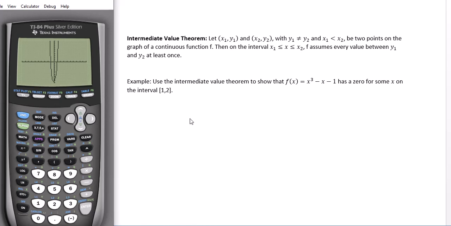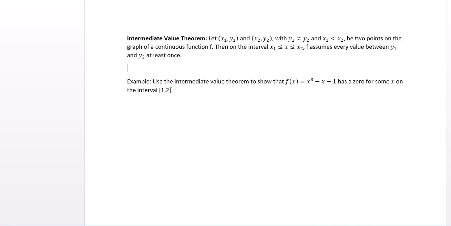Okay, now the intermediate value theorem is a fantastic theorem. Let's talk about it. Let x1, y1 and x2, y2 be 2 points where the y values are not the same, so they're not at the same height. And we're just going to put an order on the x values just because we can. X1 has to be less than x2. If the y values aren't equal, then the x values can't be equal. These are 2 points on a continuous function f. So it's a continuous function, no breaks, no jumps, no gaps, no holes. Then on the interval from x1 to x2, f must assume every value between y1 and y2 at least once.